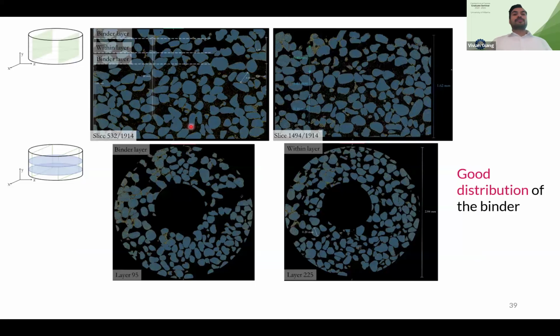There is a question which is quite valid: okay, maybe when we increase the layers, you remember that this goes layer by layer, there was no good distribution of the binder. So to know that, we ran a CT scan, and we can confirm that the binder is completely throughout the sample. So it was a good distribution.